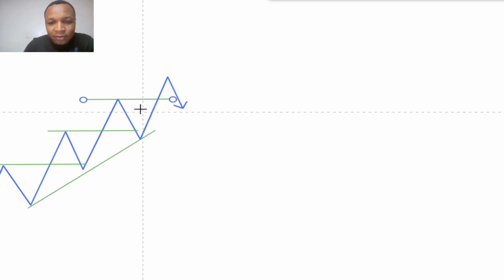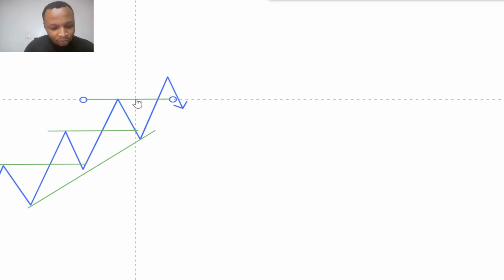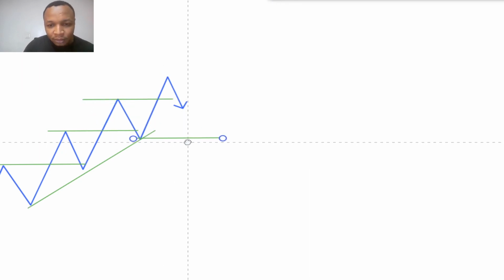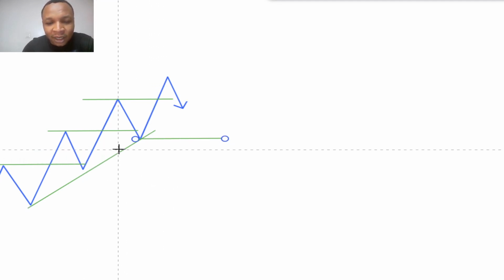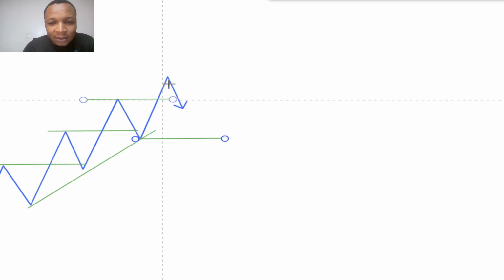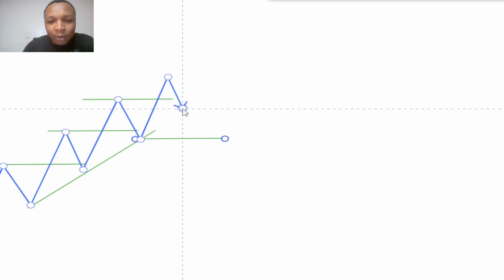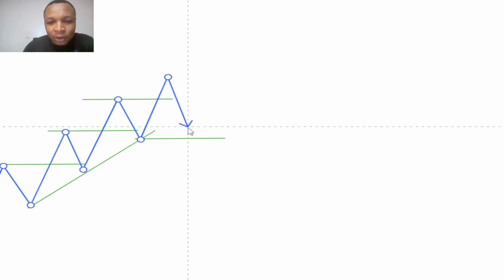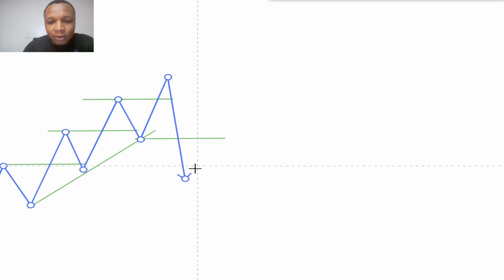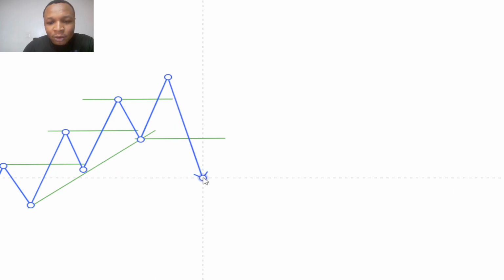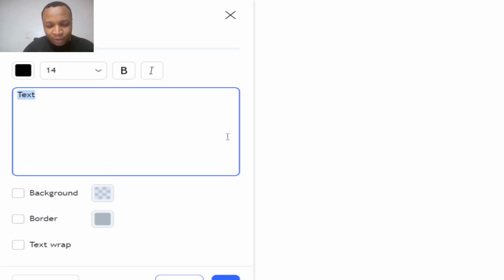But if you mark the last low right here, that is the structure of the buy to the upside, the last low and the last high. If at any point the market goes beyond this low, what we're going to call that is a break of structure.